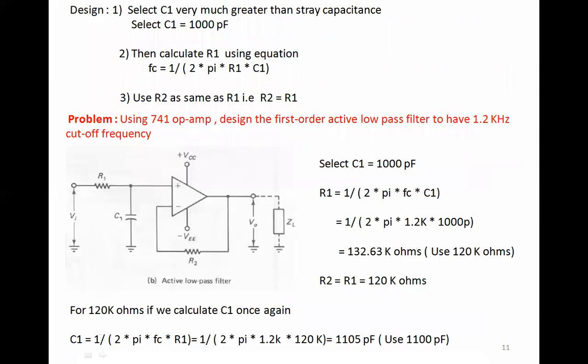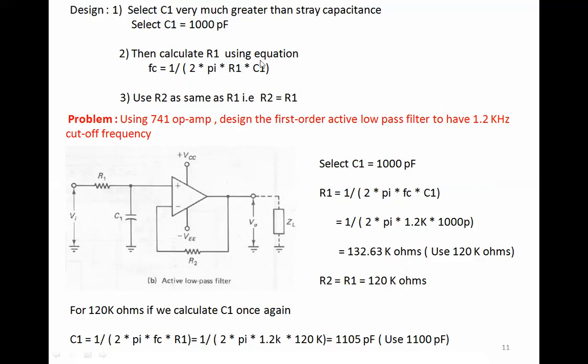So there are a few design steps now. Select C1 very much larger than the stray capacitance. So for example, I'm going to select C1 as 1000 picofarad. So very large C1 I'm going to select. Why are we doing that? So that the capacitive reactance is high and there is no loss, there is no attenuation, and output is equal to input because everything is stored at the capacitor.